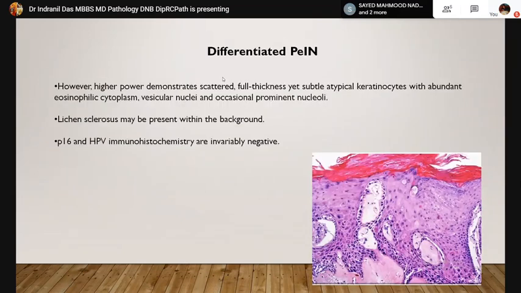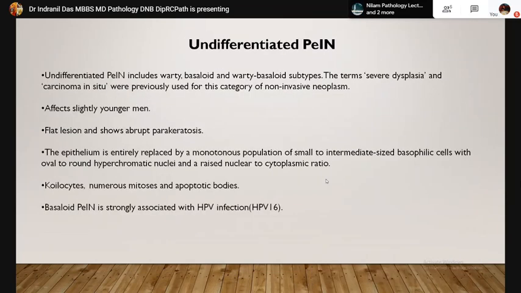In the high power view, scattered full thickness yet subtle atypical keratinocytes with abundant eosinophilic cytoplasm, vesicular nuclei, and prominent nucleoli are found. Lichen sclerosus may be present in the background, but p16 and HPV immunohistochemistry is invariably negative in the differentiated variety of penile intraepithelial neoplasia.